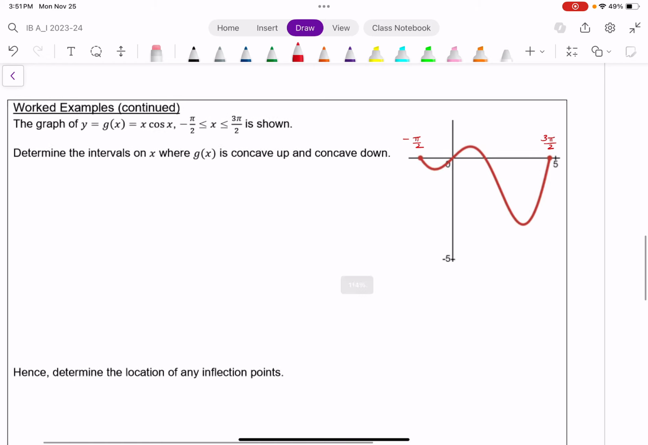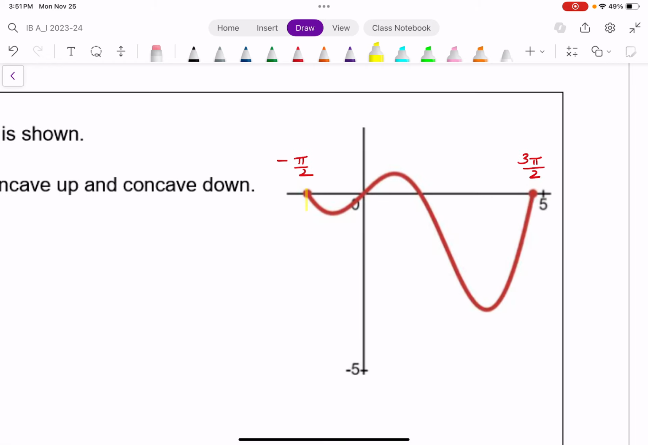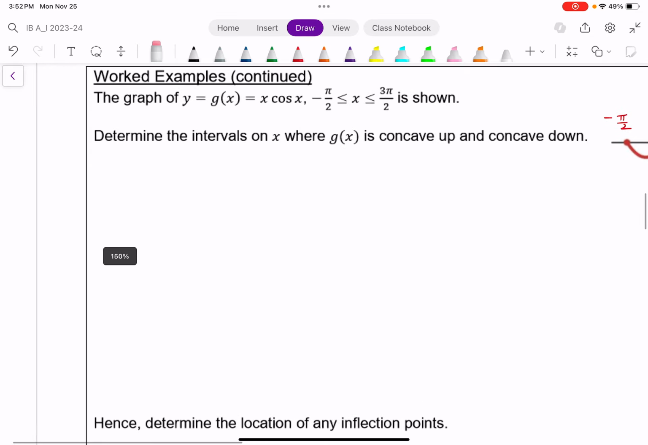All right, so let's figure out where this function is concave up and concave down. For example, I can see around here it's concave up, but it's definitely concave down around here. So there may be an inflection point right there. I don't want to jump to that conclusion. But then somewhere around here it becomes concave up again, which means somewhere in here is another inflection point. Well, finding those inflection points means finding where it changes from concave up to concave down, which means I need to find my second derivative.